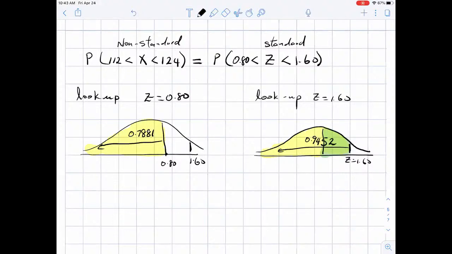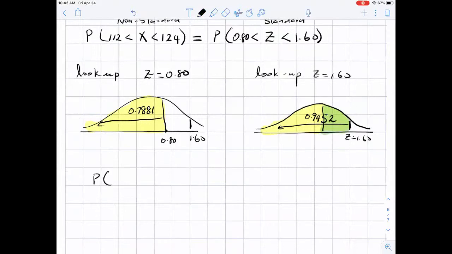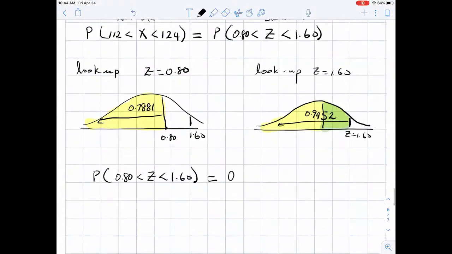So how do we get the shaded? The question is, what is the probability of the green part, which is less than 1.60 but greater than 0.80? If you notice, you count that yellow piece twice. The yellow piece was 0.7881, and when you got 0.9452, you're counting the green and the yellow. So how do you just find the green shaded region? Subtract. Very good. 0.9452 minus 0.7881.